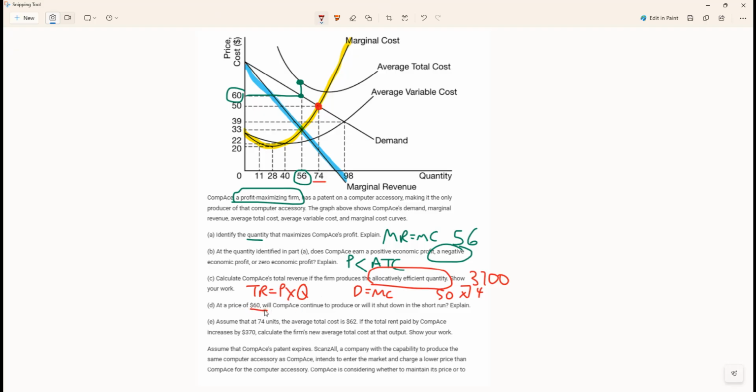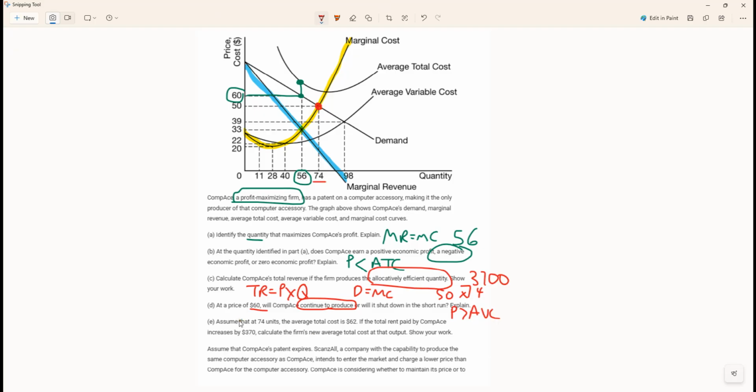At a price of 60, will CompAce continue to produce or shut down? They will continue to produce, and what you want to tell them is we're looking for our average variable cost. You always produce when the price is greater than your average variable cost, even if you're losing money in the short run. It's a loss minimization strategy. So price is 60, average variable cost is somewhere around 22 or so. And as long as the price is higher than 22, which is the minimum of average variable cost, they should produce.